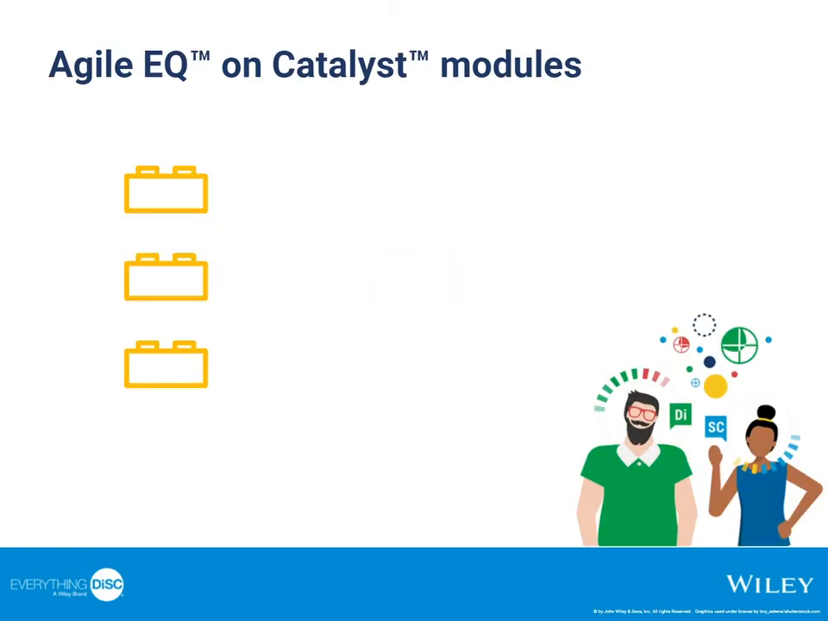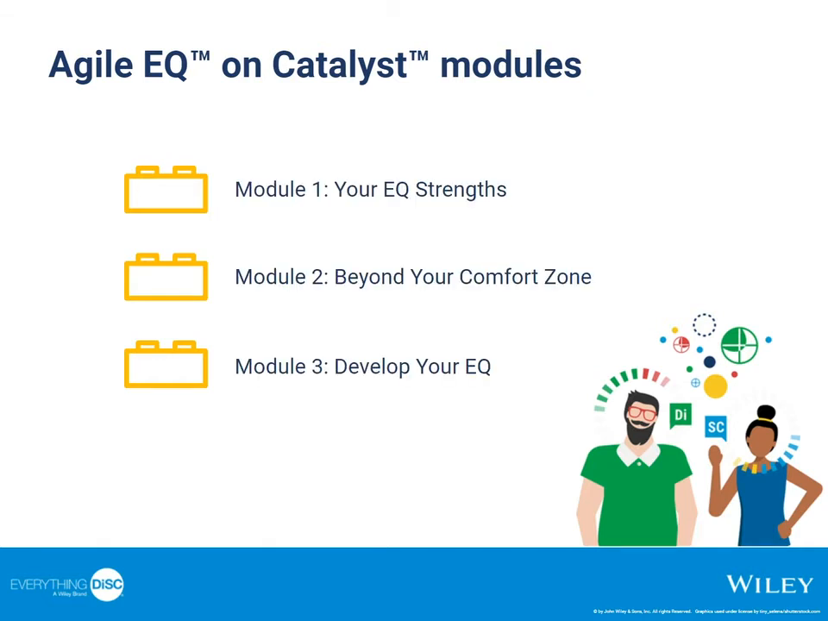Here we have 3 specific facilitation modules that can also be taught independently of each other or all together, and in both virtual and in-person settings. The first module for Agile EQ is where learners discover their unique emotional intelligence strengths. They can then explore the full range of Agile EQ mindsets and the importance of stretching beyond their comfort zones in Module 2. Finally, in Module 3, Develop Your EQ, learners take steps to develop their emotional intelligence through creating action plans. Let's look at another example.